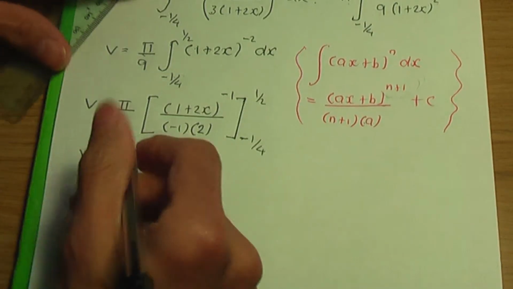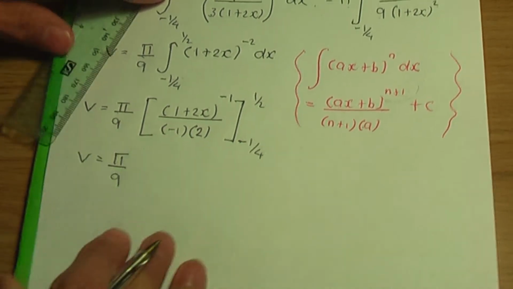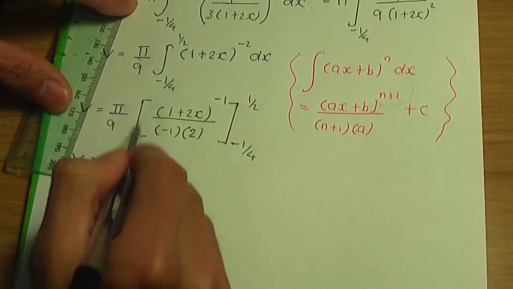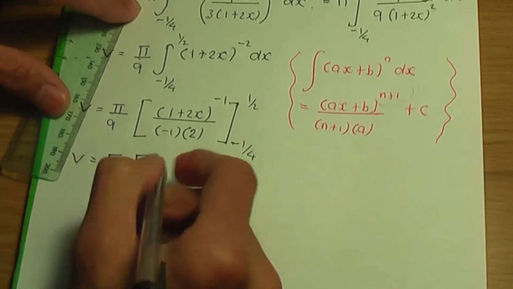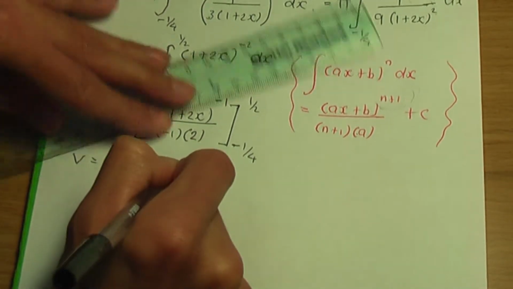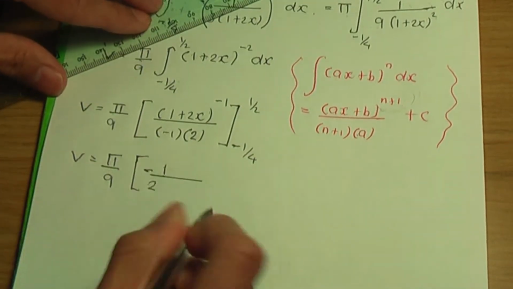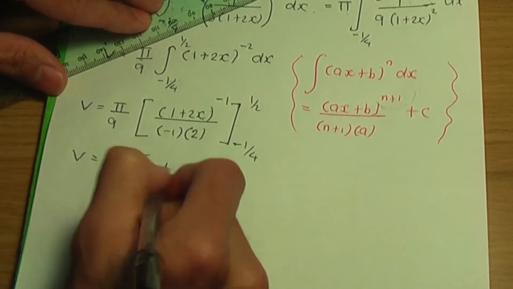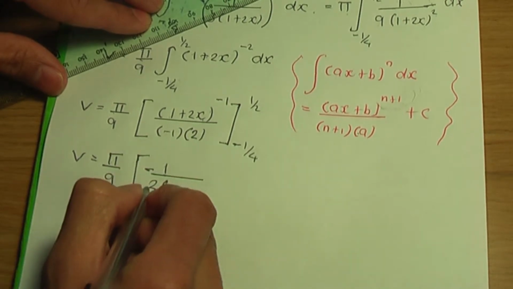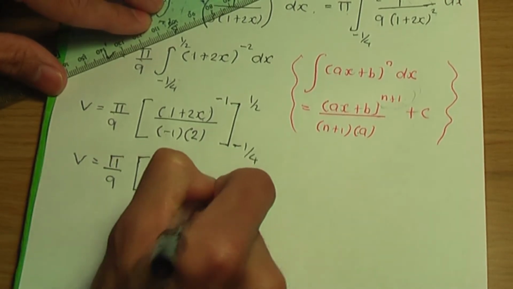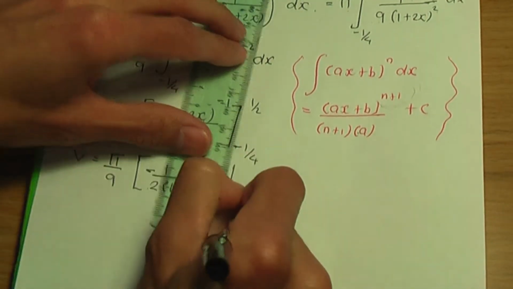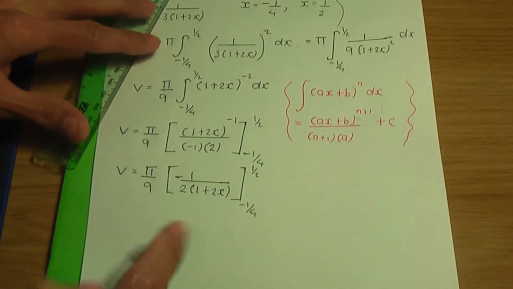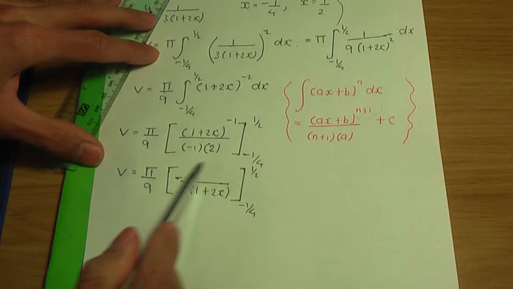So let's tidy this up. We have pi over 9 outside, so we can rewrite this as minus 1 times 2, that is minus 2. Let me keep it as minus 1 over 2. And the 1 plus 2x to the power of minus 1, let's bring that term down to make it minus 1 over 2 into 1 plus 2x. So let's include the limits, which are minus a quarter and half. So I've rewritten this term in this form.